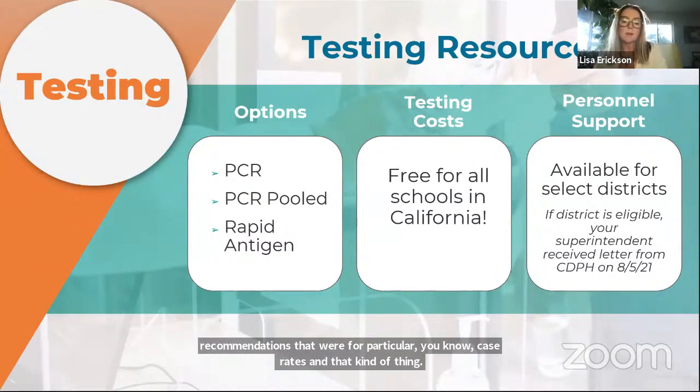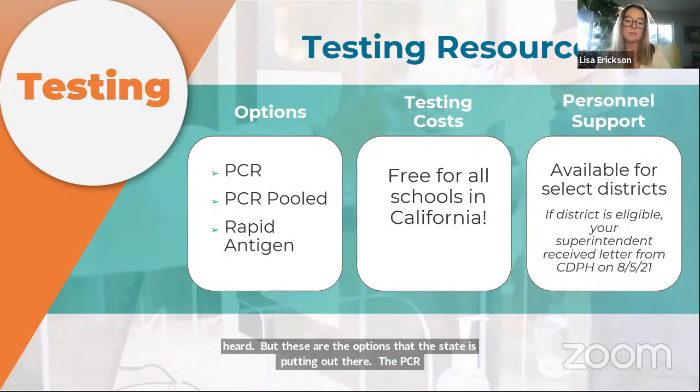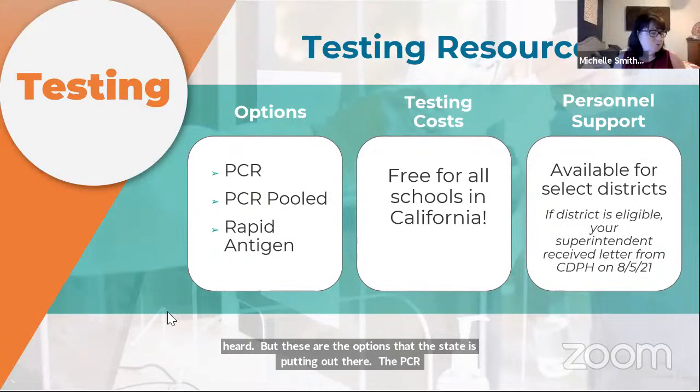And the state has quite a bit of funding that they're using for these testing programs. It hasn't been without challenges, as I'm sure you've all heard. But these are the options that the state is putting out there. These PCR tests, PCR pool testing, and then the rapid antigen testing. And Michelle, if you want to talk a little bit about those challenges and how they're addressing them.